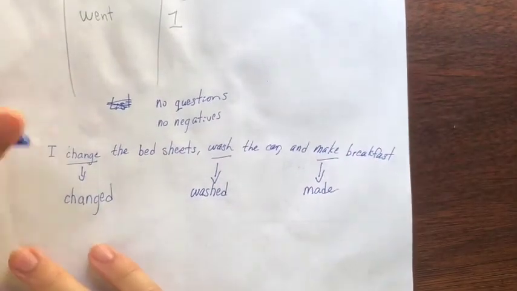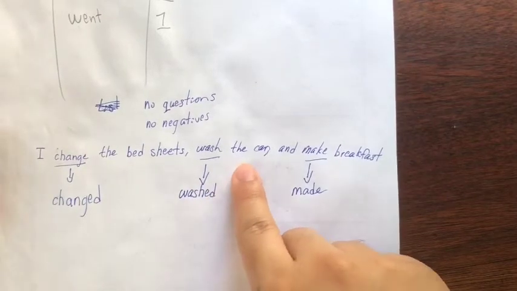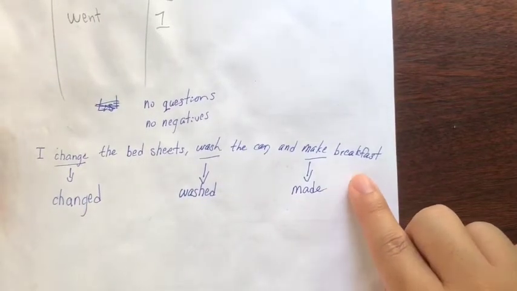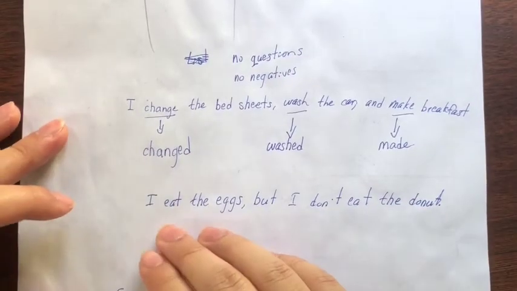So we say, I changed the bed sheets, washed the car, and made breakfast. Okay, so now we have a new sentence.